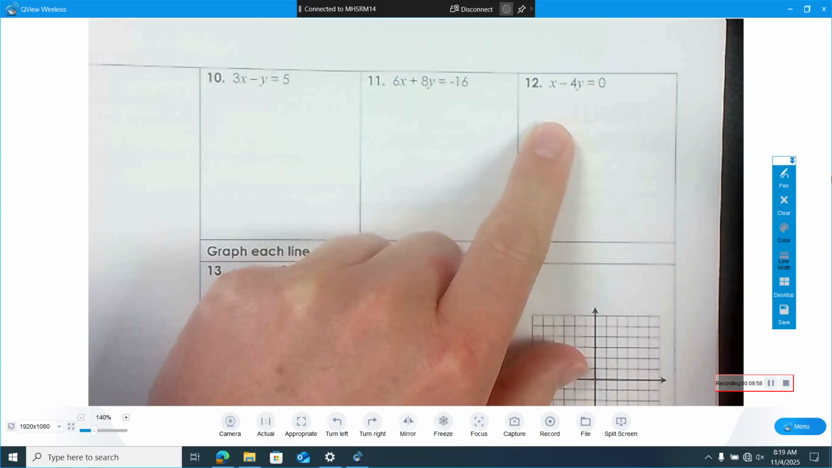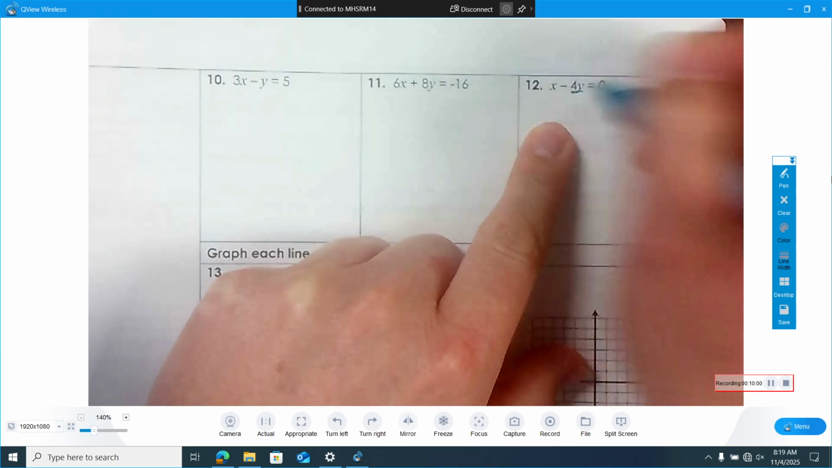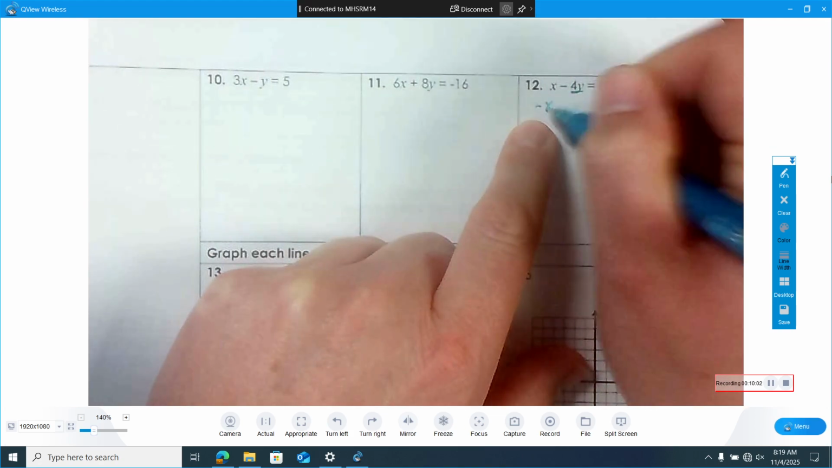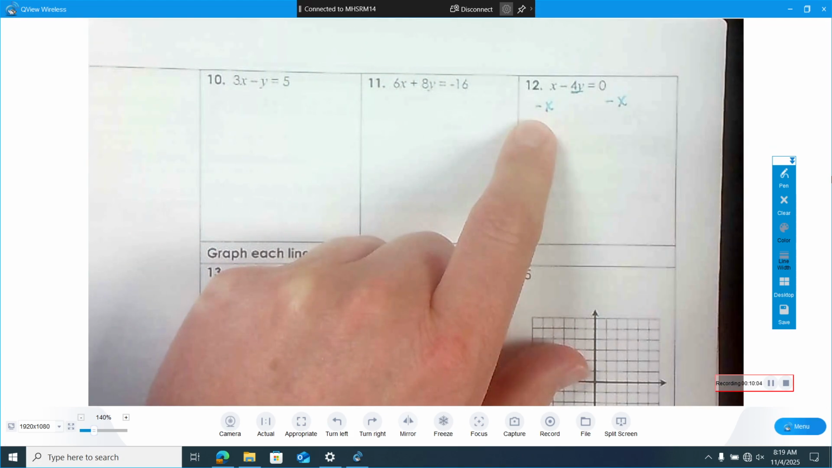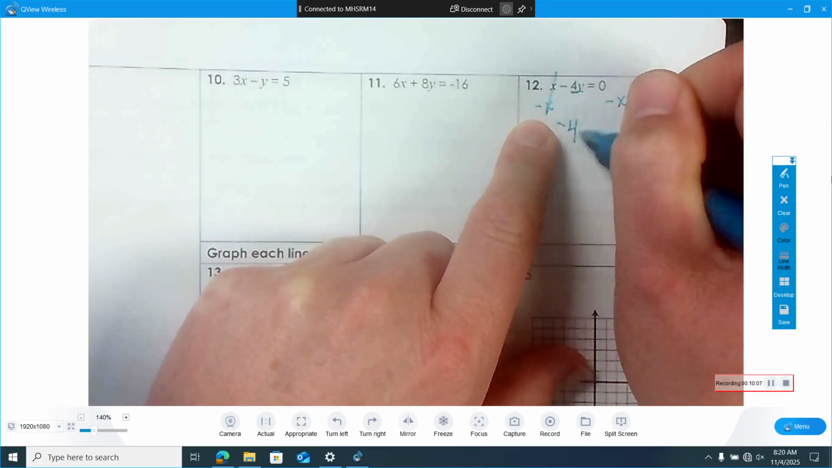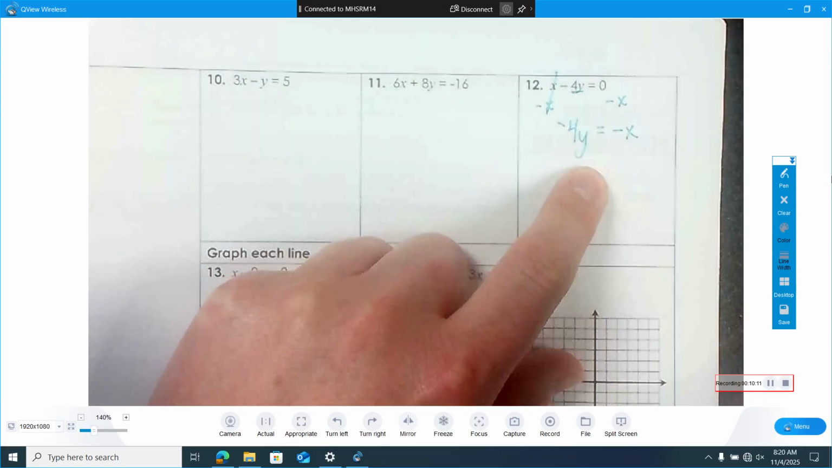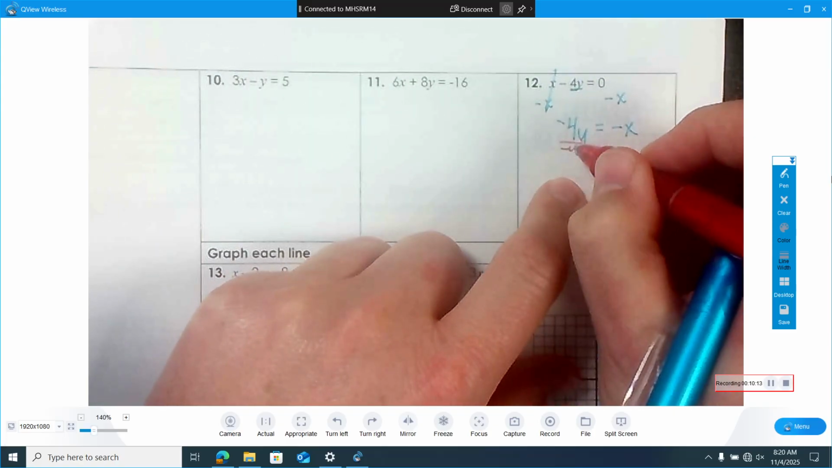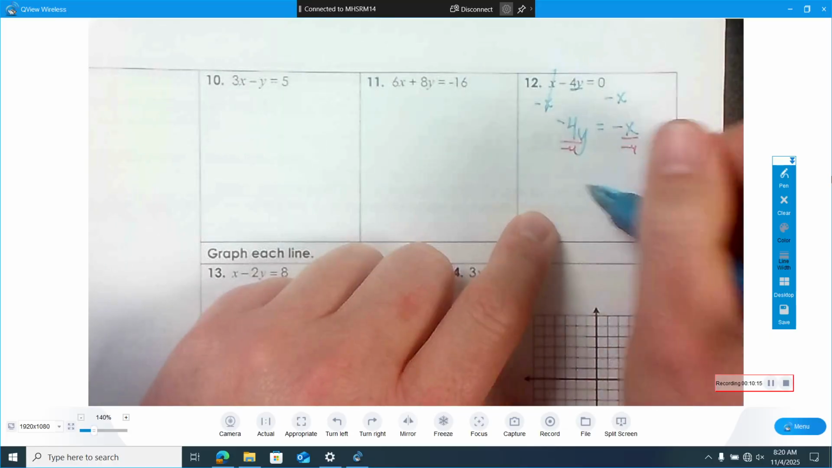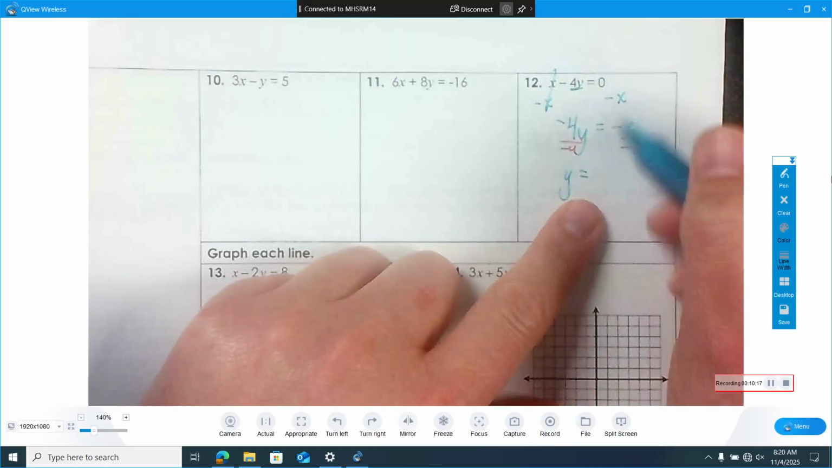All right, number 12 here, how do we get the y by itself? Minus the x. So negative 4y equals negative x. And then divide by negative 4. Divide by negative 4. So we get y equals, ooh, what's that turn into?